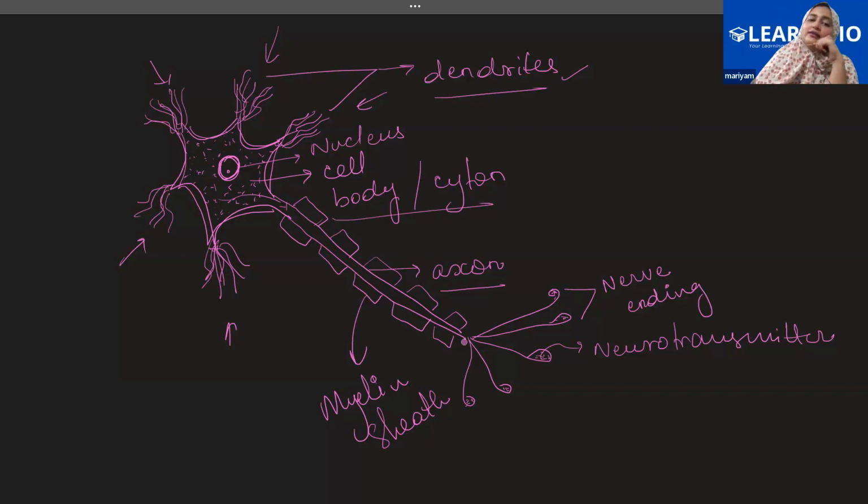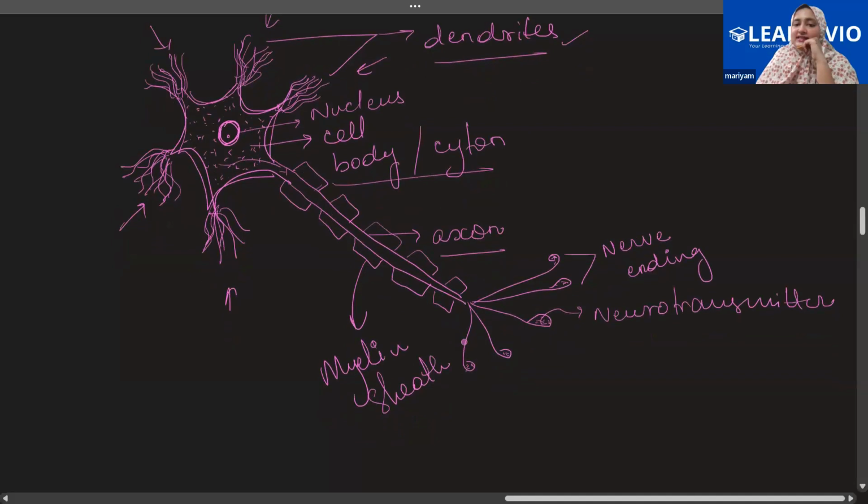Okay. And now these branch-like structures that you see coming out of the cell body or the cyton, these are the dendrites. These are the branch-like structures that come out of the cell body. Now, their function is to collect the various impulses from everywhere and bring them to the cell body, sort of like collecting it from every single place, bringing it to the cell body.